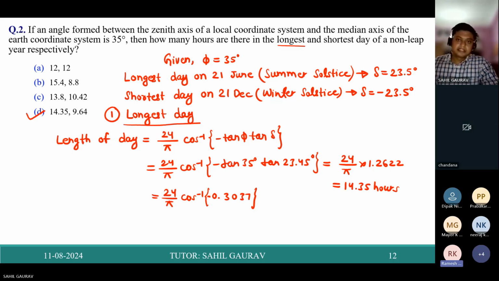Tan 35 degree is 0.7. Tan 45 is 1, so this value will be less than 1. Just be careful about degree and radian. Are you putting values in degree or radian, tan 35 radian or tan 35 degree? Tan 35 degree. Yes, so you will get this value, less than 1. That's why we are getting minus 0.3037.